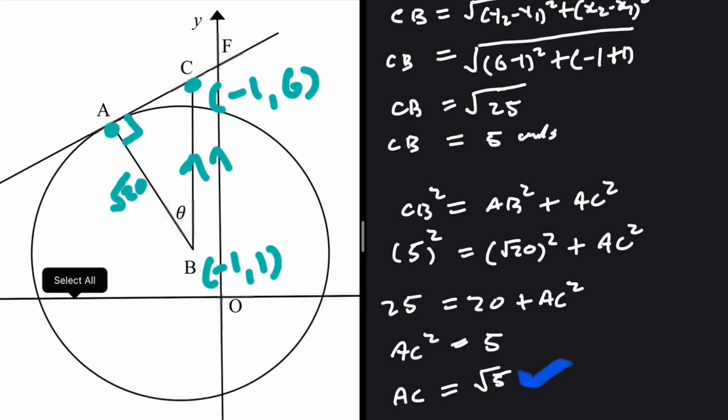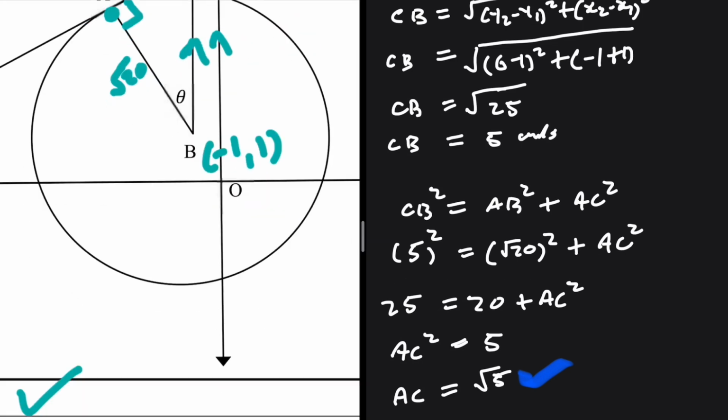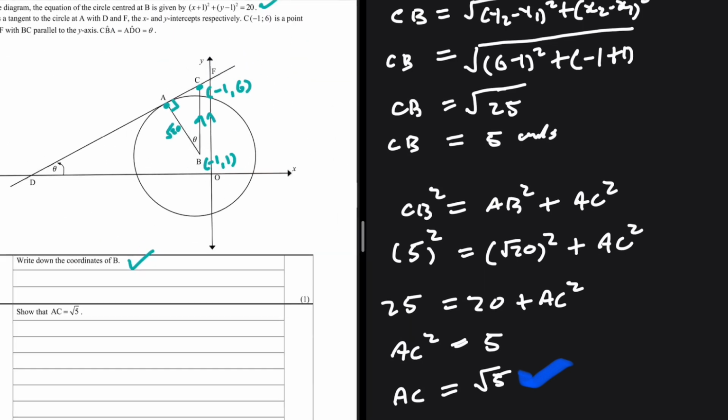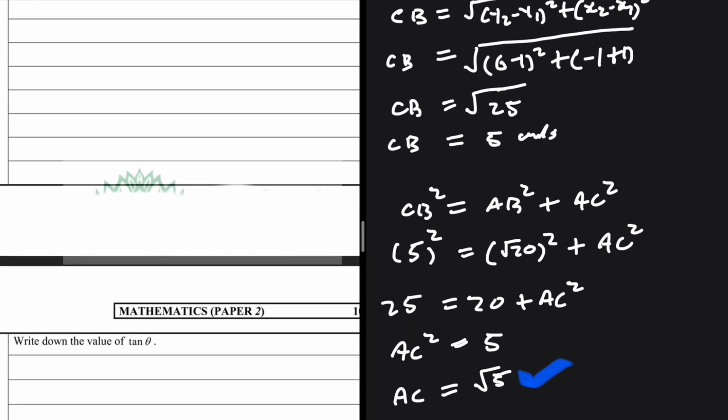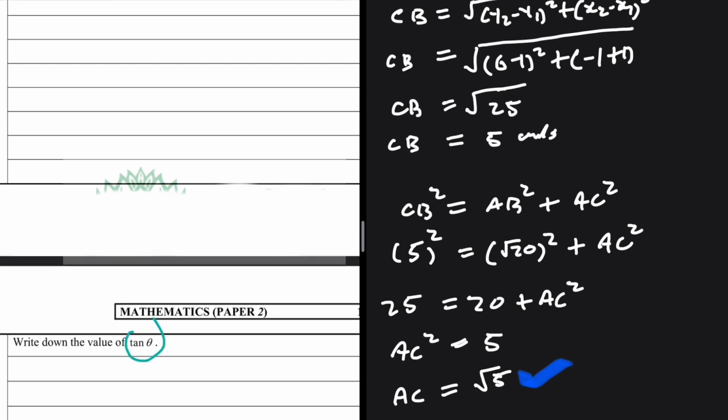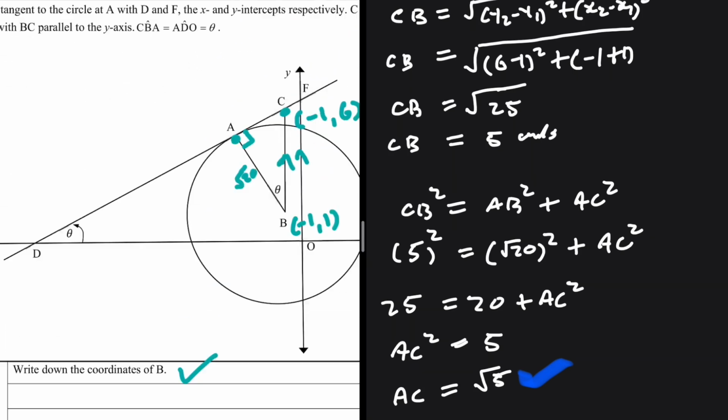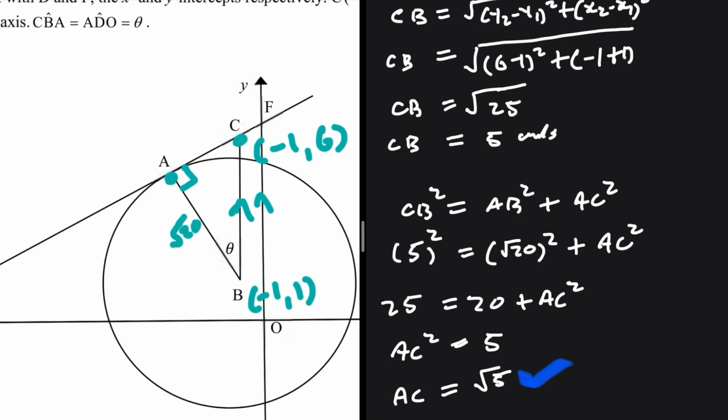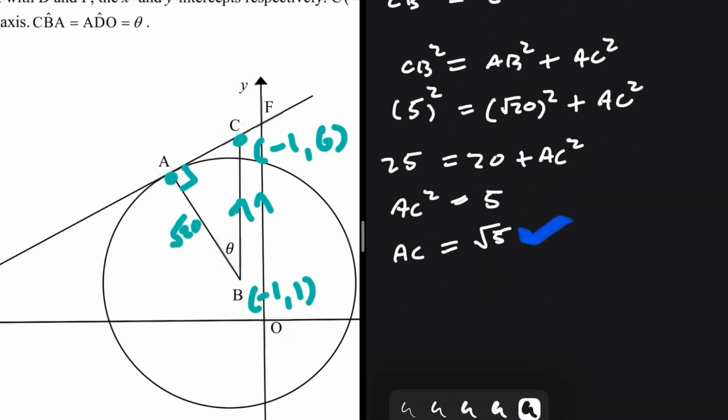This is 4.2. Let's go ahead and take a look at 4.3. So 4.3, write down the value of tan theta. Because we have already deduced that this is a right angle triangle, we can use trig ratios. So tan of theta is equal to the y over the x.